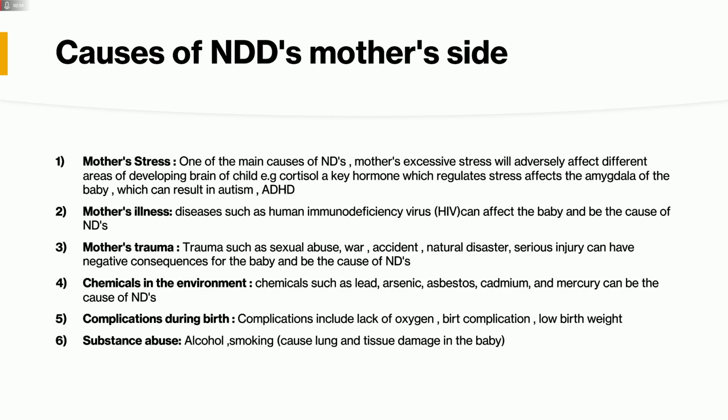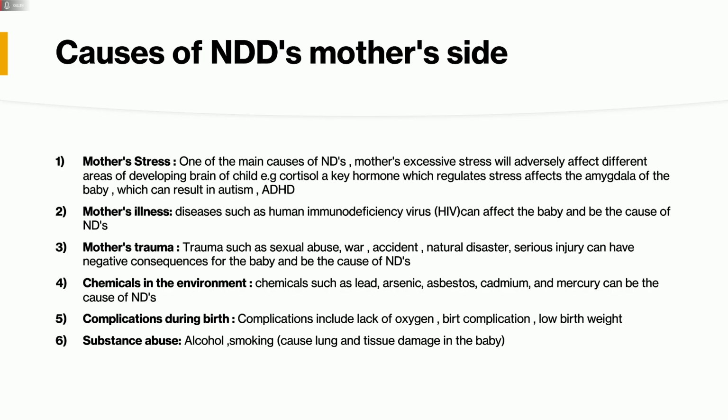Now, what causes neurodevelopmental disorders from the mother's side? What happens on the mother's side that causes these neurodevelopmental disorders? Number one, the biggest cause is the mother's stress. It is normal to have stress; stress occurs with every person. But we are talking here about excessive stress, stress that continues for a long time, stress that is much more severe than normal stress, that affects the developing areas of the brain of the child.